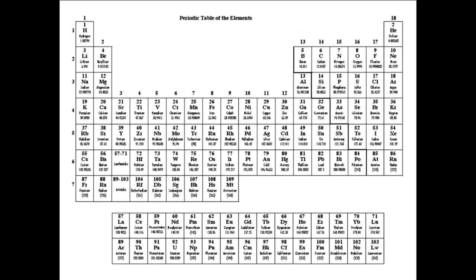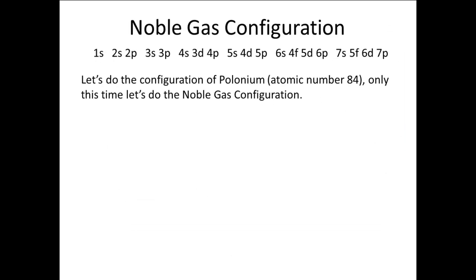We start with the periodic table. We locate the element in the table. There's polonium. Then we locate the noble gas in the row above the row the element is in. This is xenon, and that is the noble gas we will use in the configuration. We start by writing the symbol of xenon in parentheses at the beginning of the configuration.